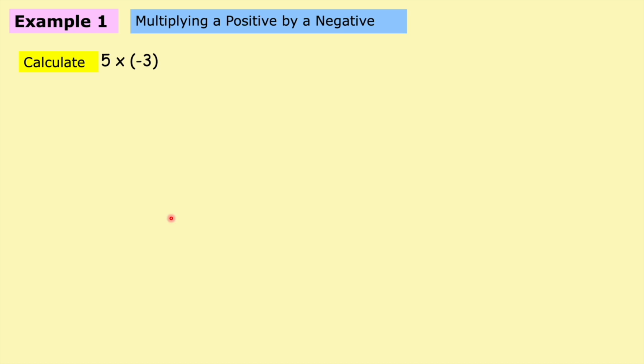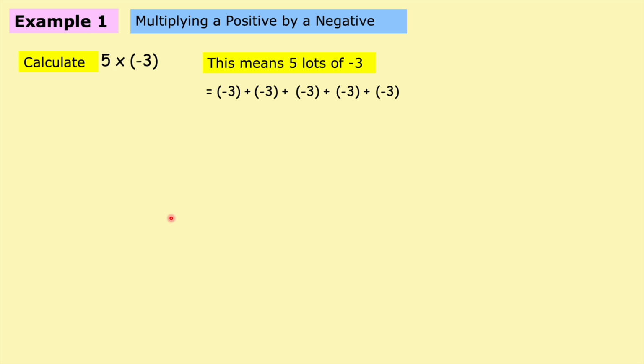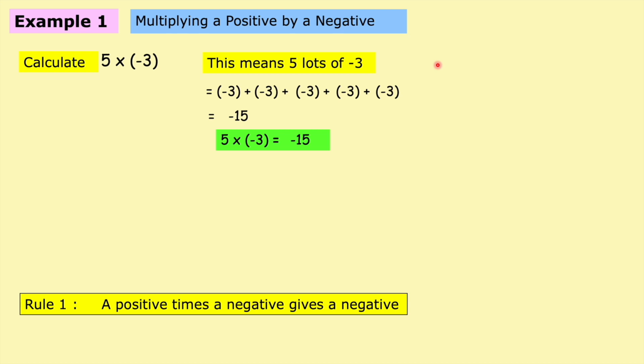Thinking about what multiplication means, this means 5 lots of negative 3. So we could add negative 3 5 times. So negative 3 added together 5 times will get us negative 15. So therefore 5 multiplied by negative 3 is negative 15. So that creates our first rule, which is a positive multiplied by a negative number gives us a negative answer.